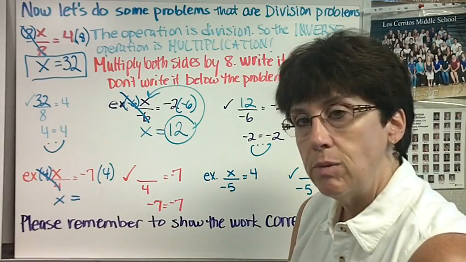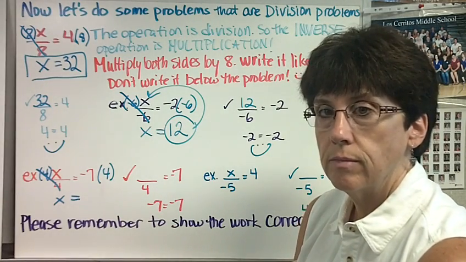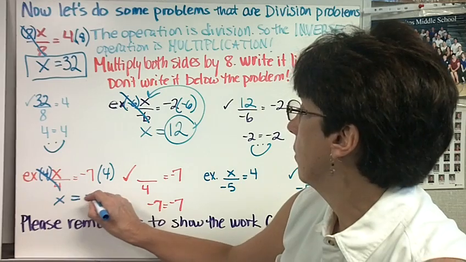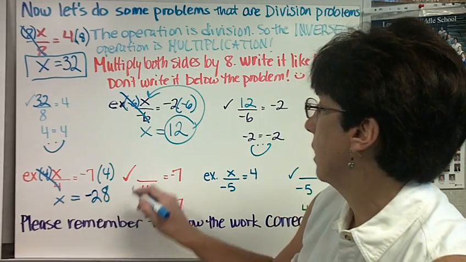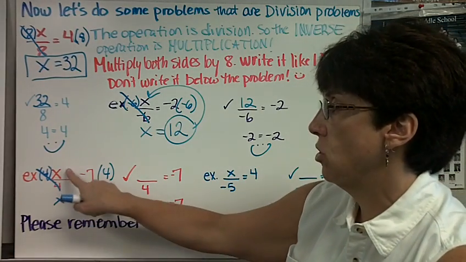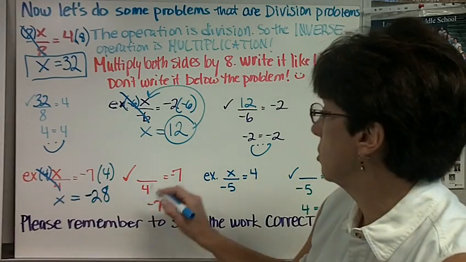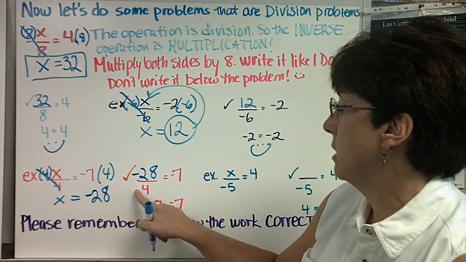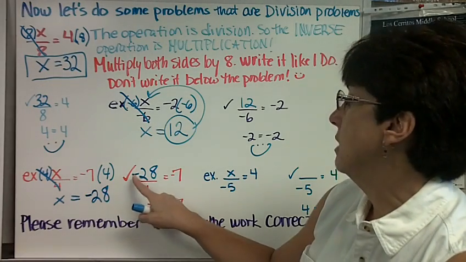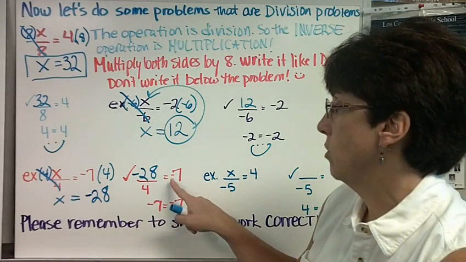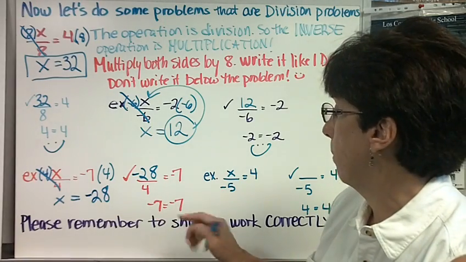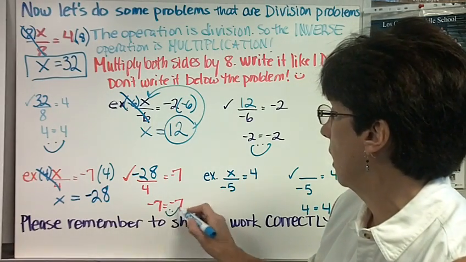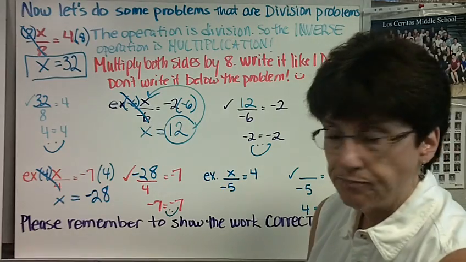-7 times 4. Is that going to be positive or negative? I hope you said negative. -28. Now to check, our answer goes in where the original x was. Substitute it. -28. Negative divided by positive. That's going to be negative. -28 divided by +4 equals -7. Is that true? Yep, it is. Yay. All right, last problem.